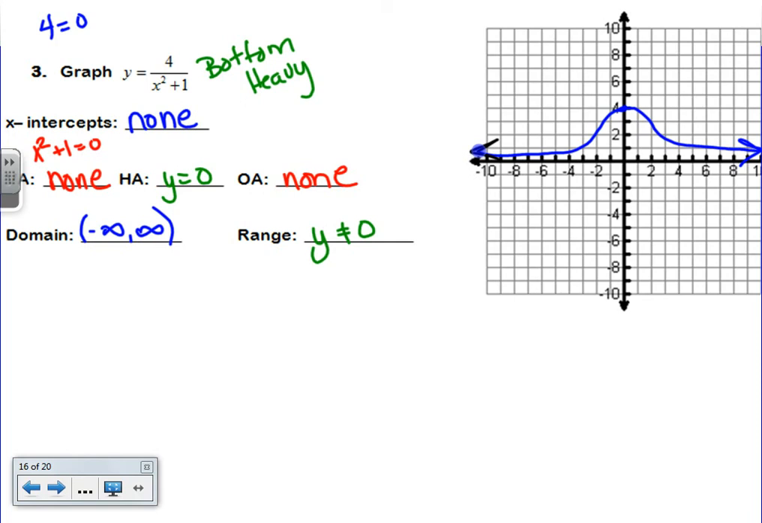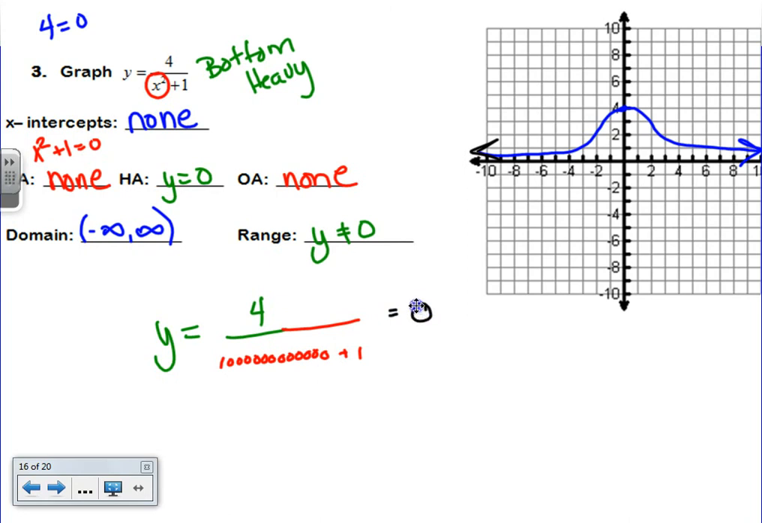Let's talk a little bit about why the horizontal asymptote is at y equals 0. It's the same idea. If you were to take your function and plug in 1,000,000 for the x, you would get 4 divided by 1,000,000 squared, which is 12 zeros, plus 1. I think we can all agree that this 4 is really nothing in comparison to what's in the denominator. So what happens if you take a teeny tiny number and divide it by a gigantic number? Well, that number gets really, really close to 0.